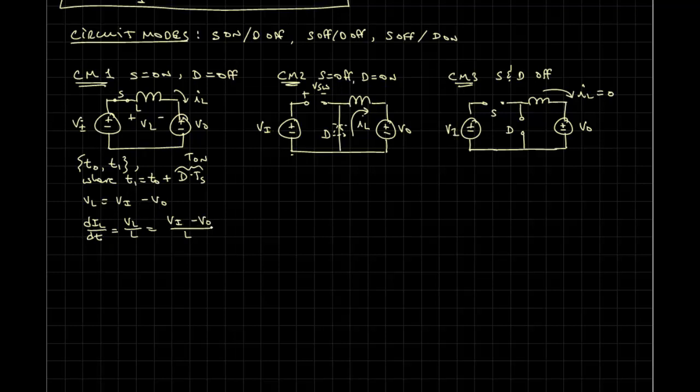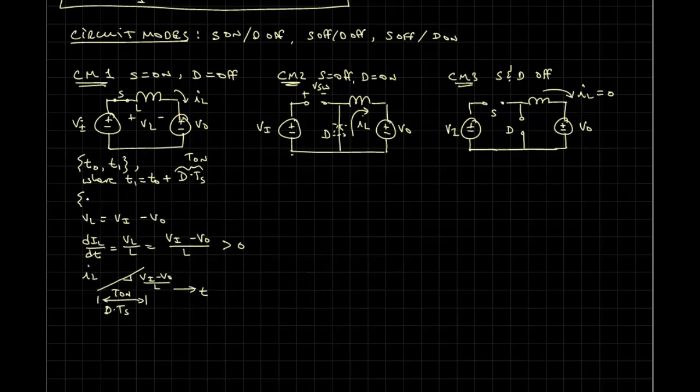So it has a fixed slope. It's positive, so this is greater than 0. So the current IL is going to be rising, and it's going to have a slope of VI minus VO over L. It's going to rise for a duration of Ton, which is equal to D times TS. The current will go from IL0 to IL1.